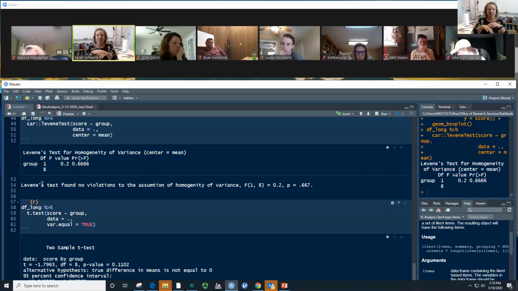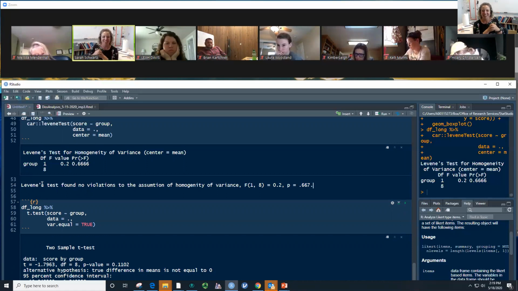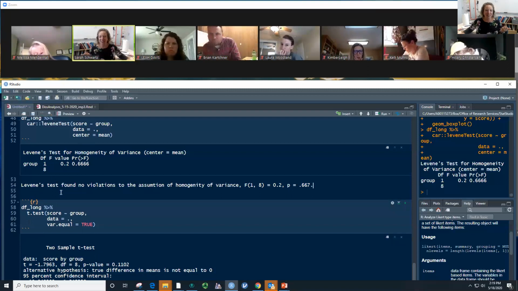So there's no evidence to violate or go against the homogeneity of variance. The null hypothesis is nothing going on. The spreads are the same, and we can't disprove that here. That's a nice thing to have happen. We don't always want to reject or find violations. In this case, we are totally happy that Levene's test found no violations of the assumption of homogeneity of variance, which is usually abbreviated HOV.